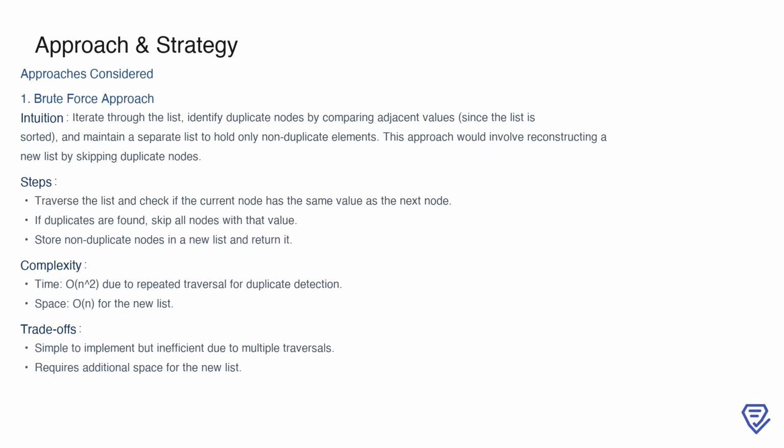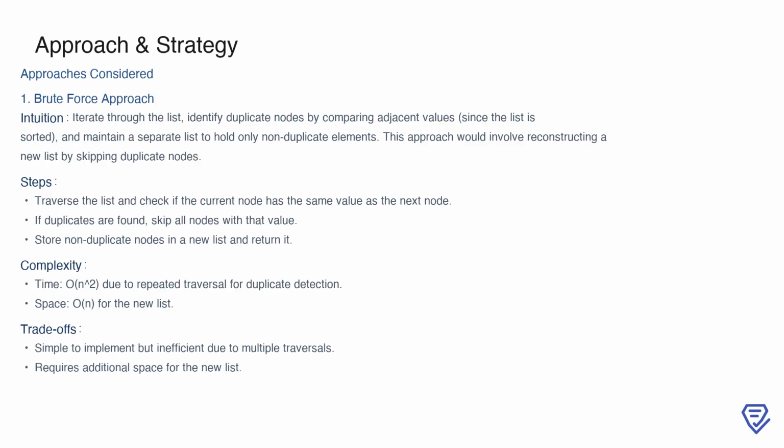To start, let's consider the brute force approach. Since the list is sorted, duplicate values will always appear consecutively. The idea here is to iterate through the list, compare adjacent nodes to identify duplicates, and then skip over them to create a new list that contains only the non-duplicate elements. The process involves traversing the list and checking if the current node's value matches the next. When duplicates are found, we skip all nodes with that value and retain only the unique ones.